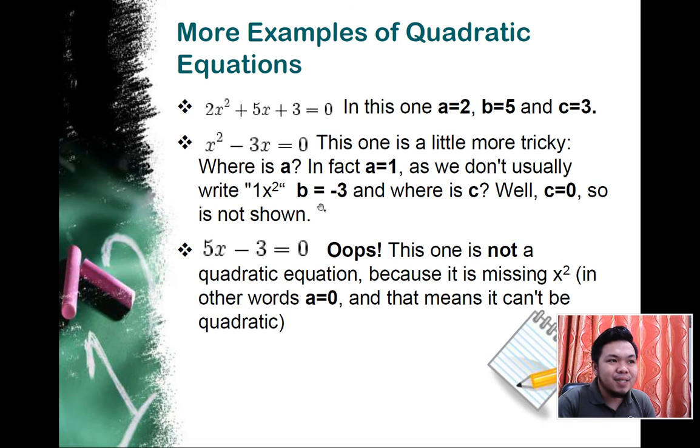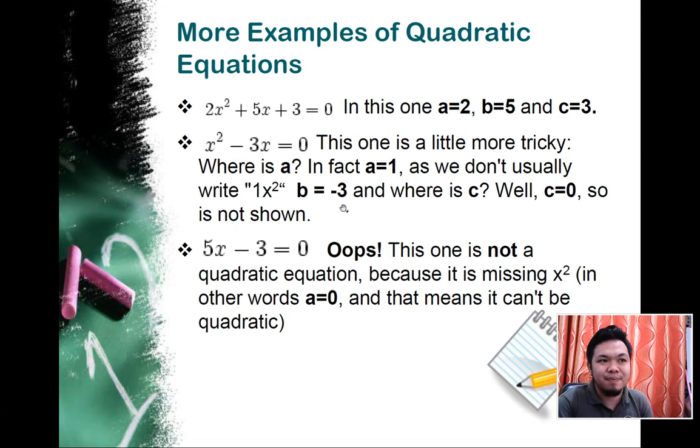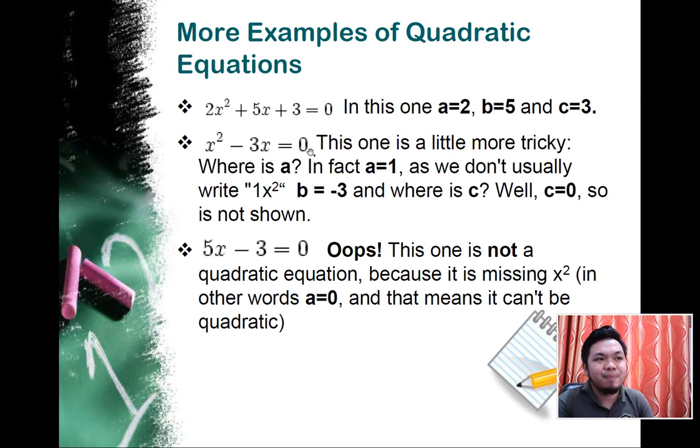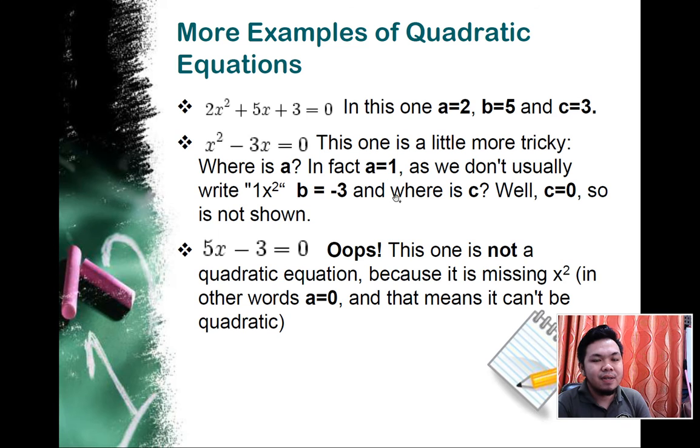So, b is equal to negative 3, because that is its value. Then c is 0, since it is not shown. Therefore, x squared minus 3x equal to 0 is a quadratic equation, because we were able to identify the values of a, b, and c.